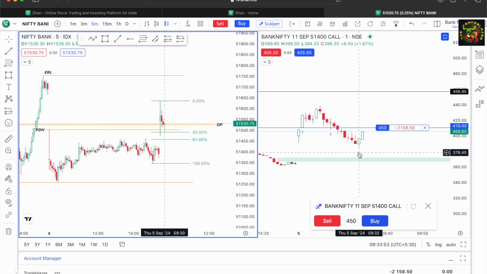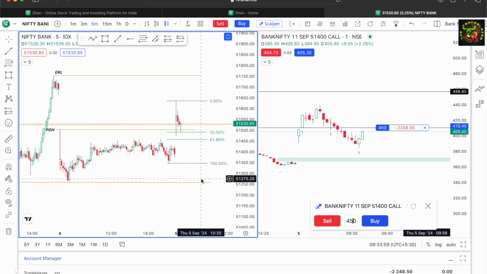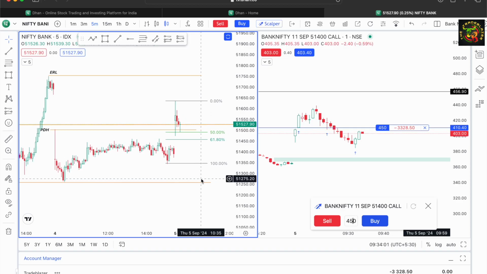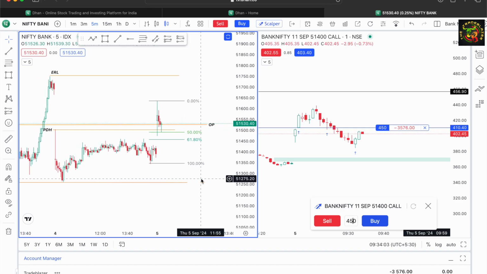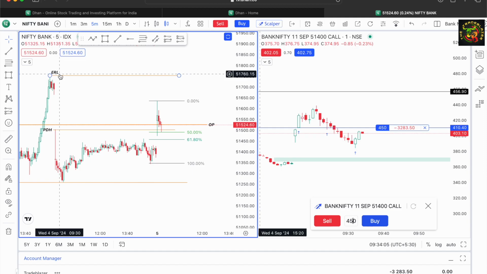So I added a little more quantity in between, guys. Right now I'm sitting with a 450 quantity, and right now we are seeing more or less cost to cost in this trade, or a little bit of a loss. We'll see how this trade goes on from here.